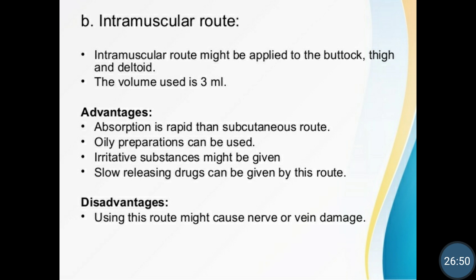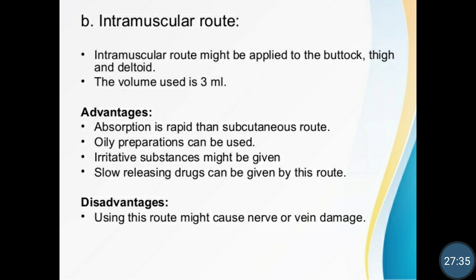The next one is the intramuscular route. These injections are given in the muscular tissues, that is, muscles of the shoulder, thigh or buttock are usually selected, and its volume ranges from 2 to 3 ml. The volume should not exceed 4 ml. Again, it has some advantages, like absorption is more rapid than the subcutaneous route. As compared to the subcutaneous route, when the injection is given by the intramuscular route, the absorption is faster.